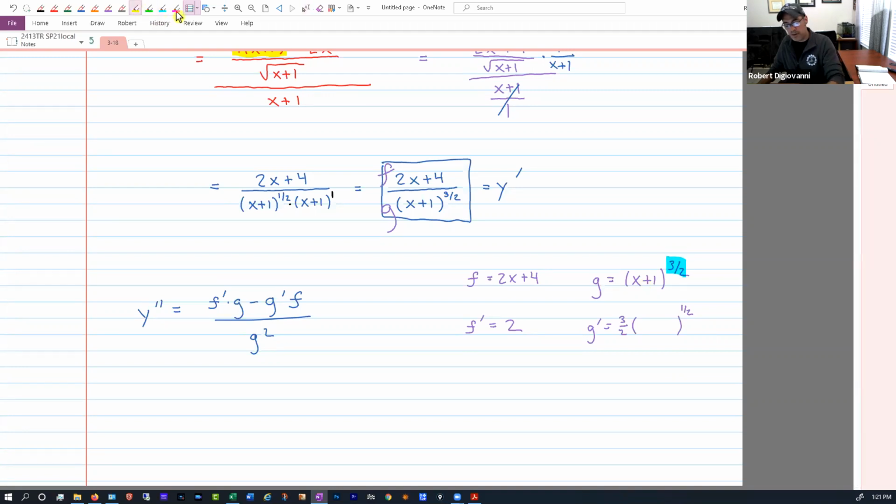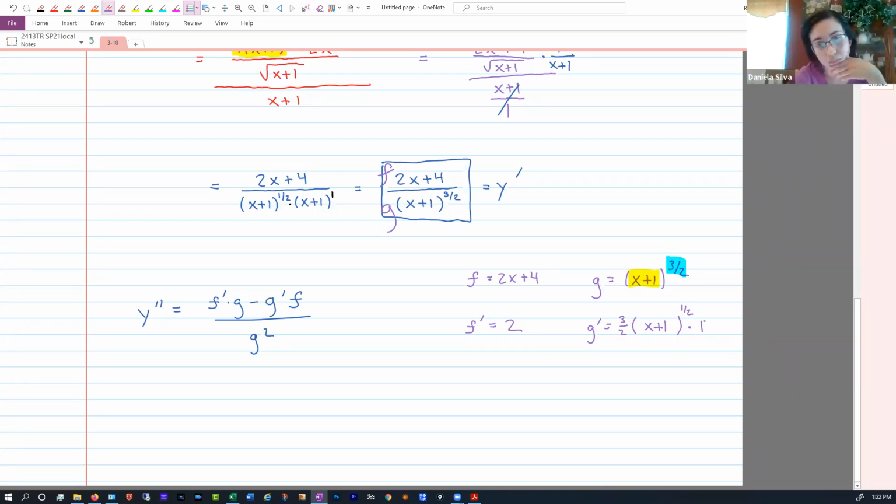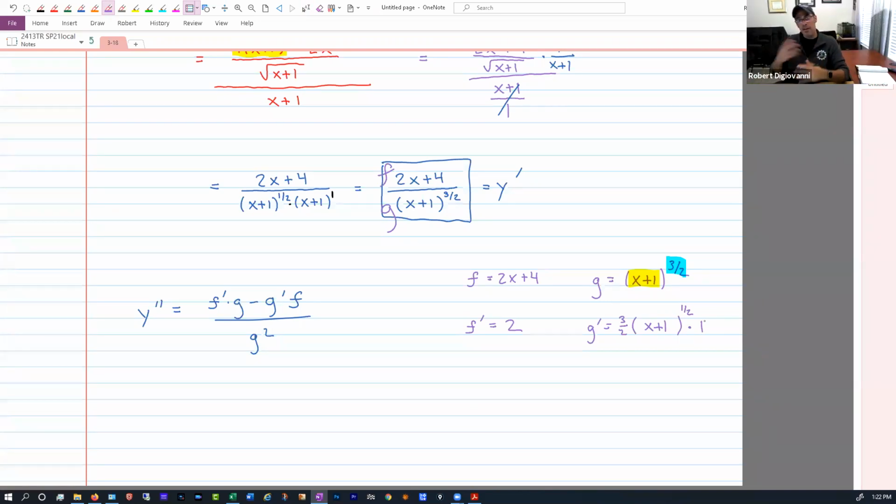Outer function, inner function, right? Start with the 3 halves coming out. Leave this alone. Then you go times the derivative of what's in here, which would be your 1. Right, Daniela? Okay. I know we've done this a little while ago, so I know you can do this.